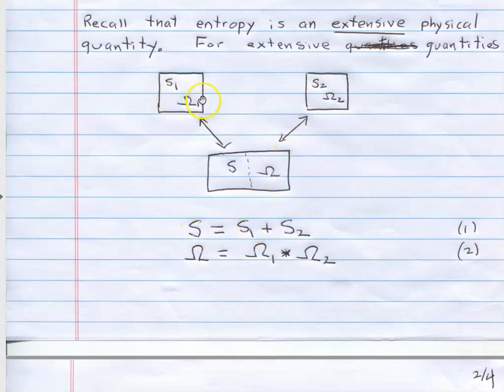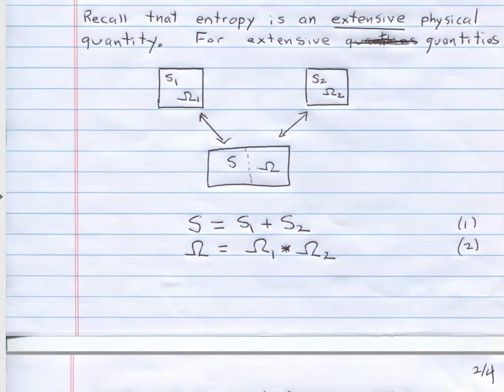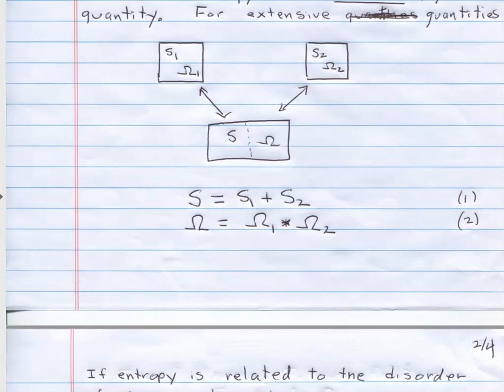We have to figure out what to do with the number of accessible states, but that logic is pretty simple, I think. For every state over here, I have omega 2 states over here, so the total number of states when I combine these systems is omega 1 times omega 2. Those two relations are really pretty much all we need to find an expression for the entropy in terms of the thermodynamic probability omega.